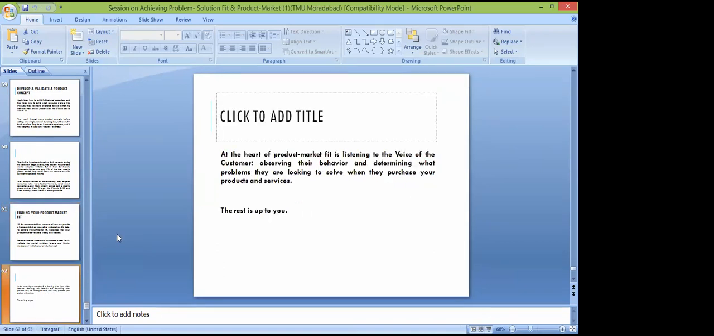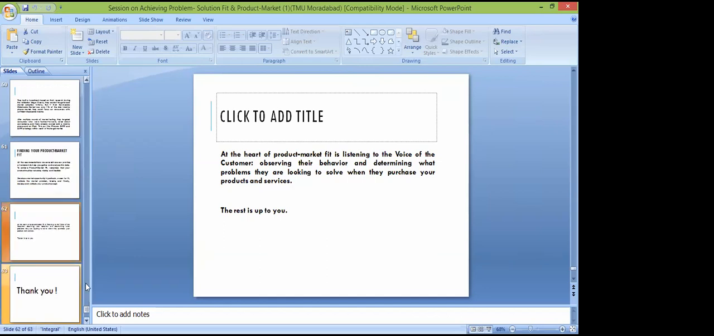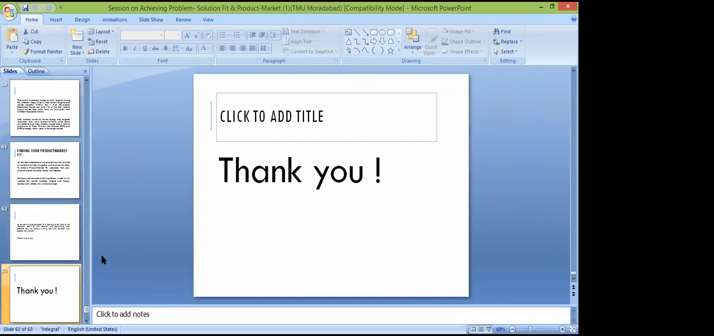At the heart of product market fit is listening to the voice of the customer, observing their behavior and determining what problems they are looking to solve when they are purchasing your products and services. The rest is up to you. How you are going to lead your business, the way you are going to lead with all this, I would like to conclude today's session.